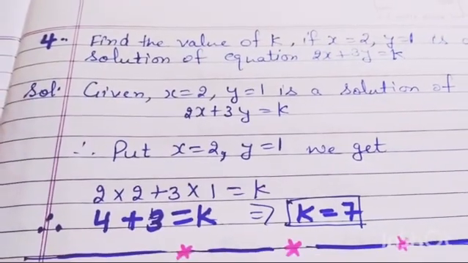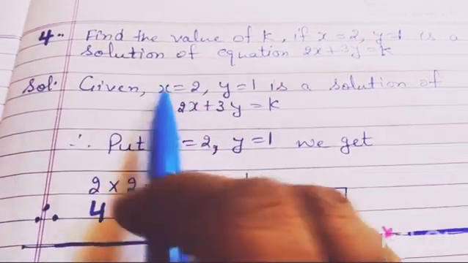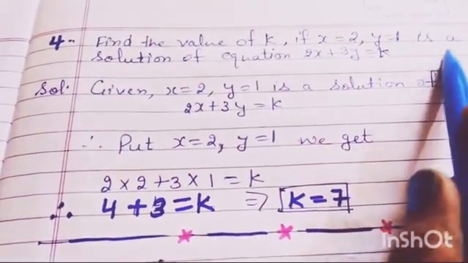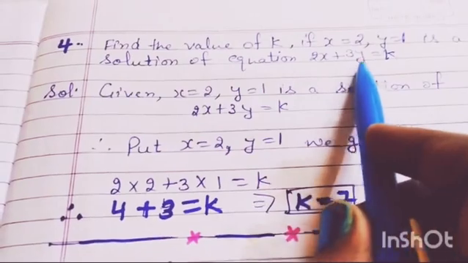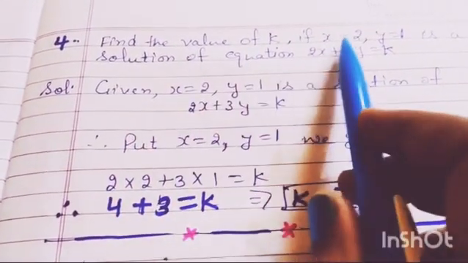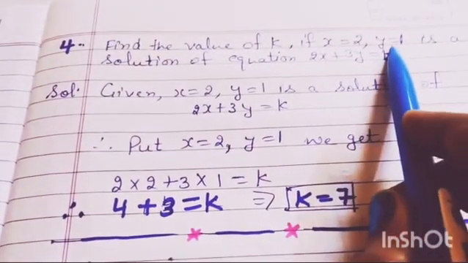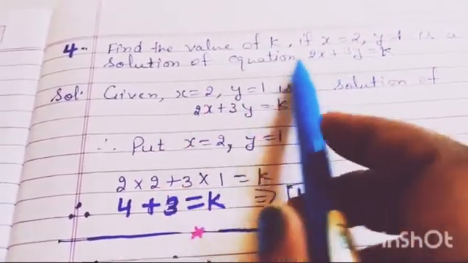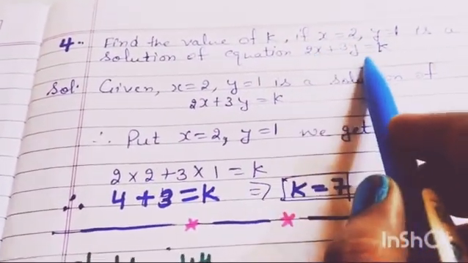Then the last question of exercise 4.2, question number 4, is: find the value of k if x equal to 2, y equal to 1 is a solution of the equation 2x plus 3y equal to k. Now here the values are given, x equal to 2 and y equal to 1, and the equation is also given, 2x plus 3y equal to k. We will put these both values in this equation.